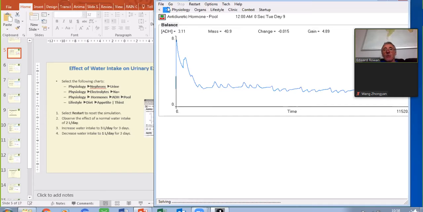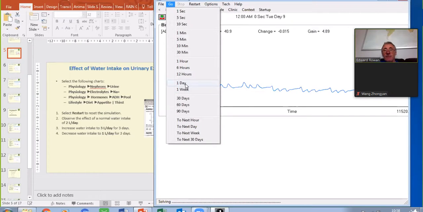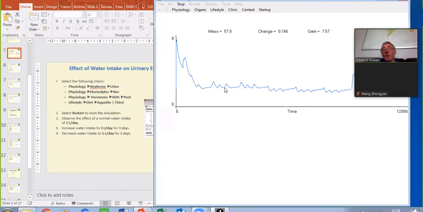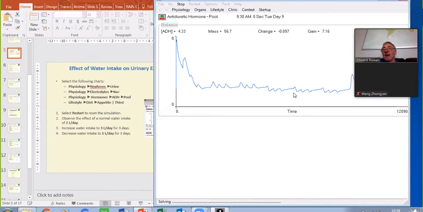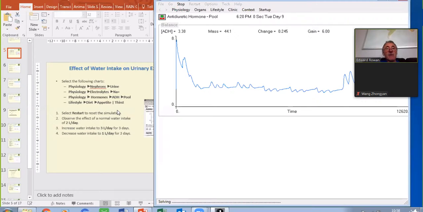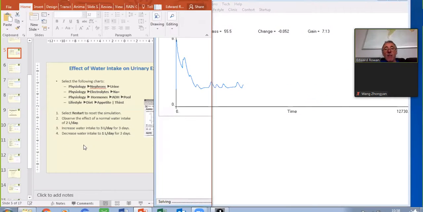Another day. So normal water, low water, normal water, high water, and low water. So you can see the difference in what the antidiuretic hormone is doing. So what I'll do is I'll flip to the other graphs where that's working.